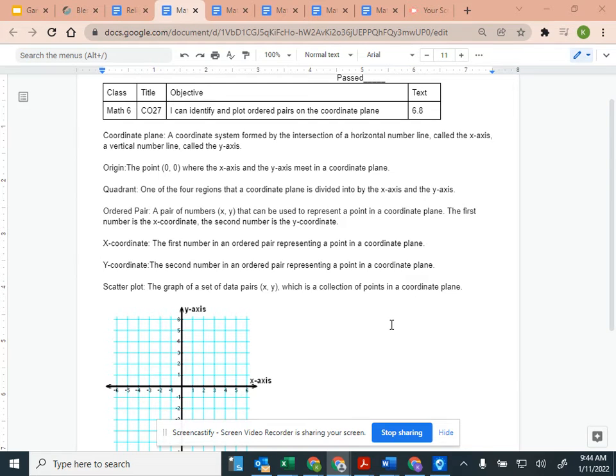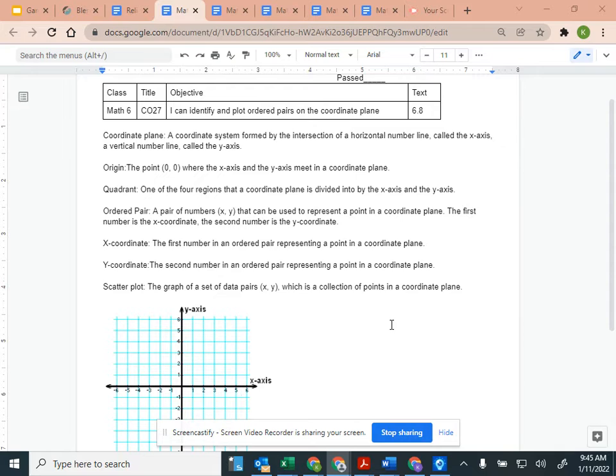Okay, we are preparing for our Unit 5 test. So we're going to review each of the objectives. Some of these were from before Christmas, so we want to make sure we remember how to do them. So we're going to start with CO27. I can identify and plot ordered pairs on the coordinate plane. So everyone should have their binder open to CO27.